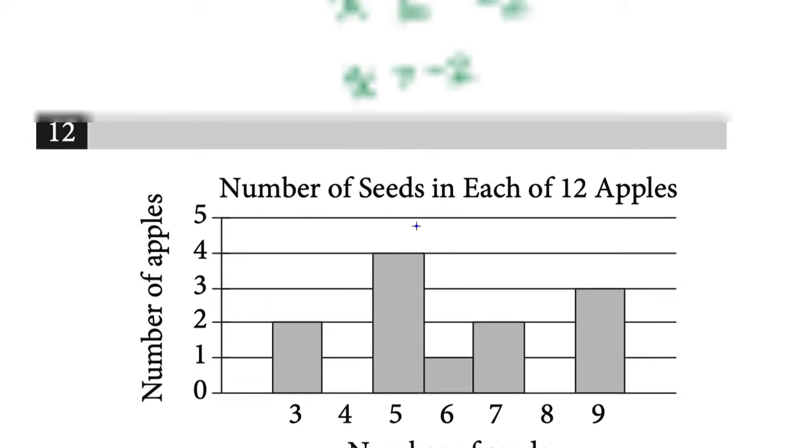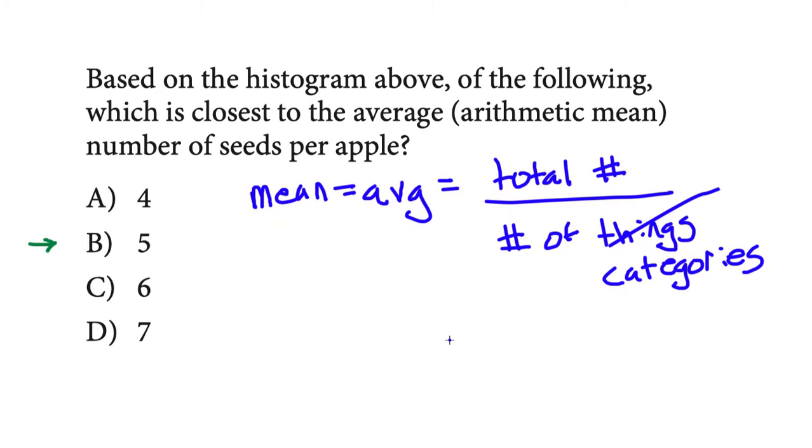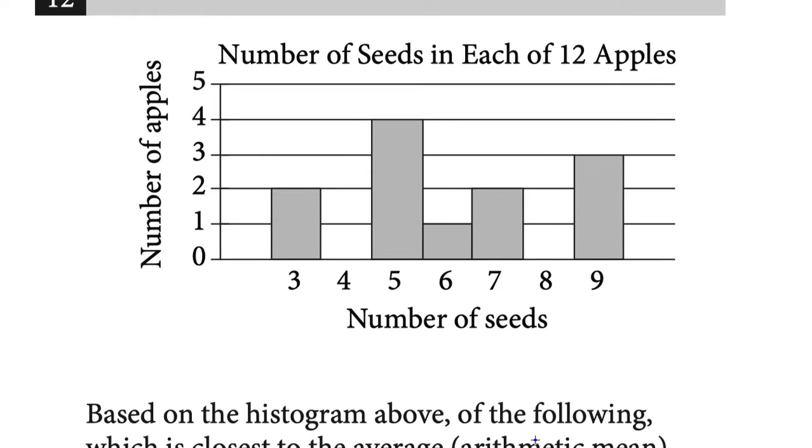All right, so how many apples do we have? Quiet raise hand, easy XP here. How many apples do we have? Gunnar? 12. That means our denominator is going to be 12. We had 12 categories, 12 total number of things. We need to find the number of seeds now. How do I find the number of seeds?